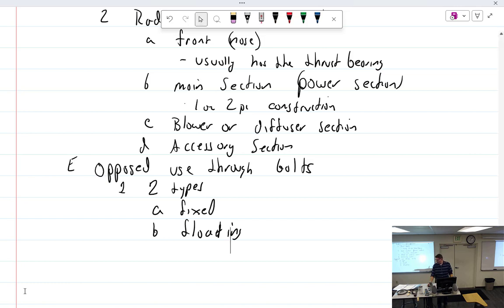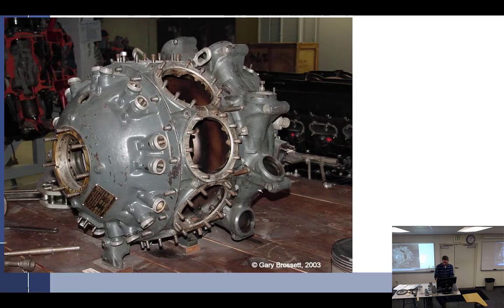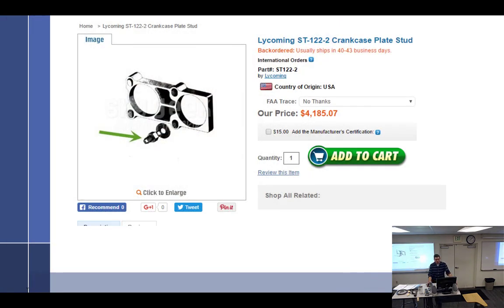I don't think I wrote this in my notes, but I told you in class, in lab, that there are really three types of Lycoming cases across the board. You have the type that has fixed through bolts that you can tap apart. You have the fixed that you have to press apart. And then you have the floaters, which tap apart. If you have that middle one that has the press fit, you must use the ST1222-2 crankcase plate studs.